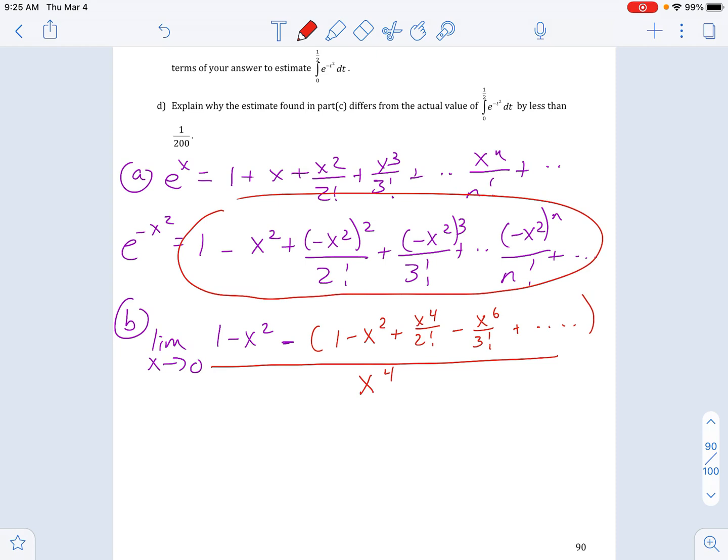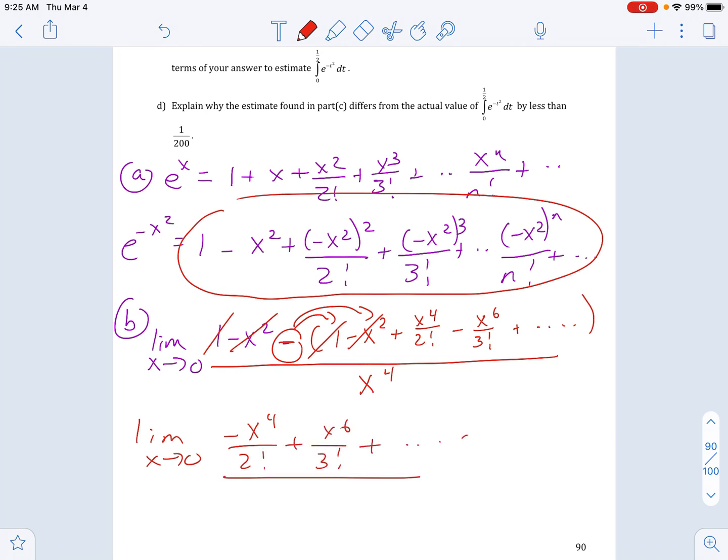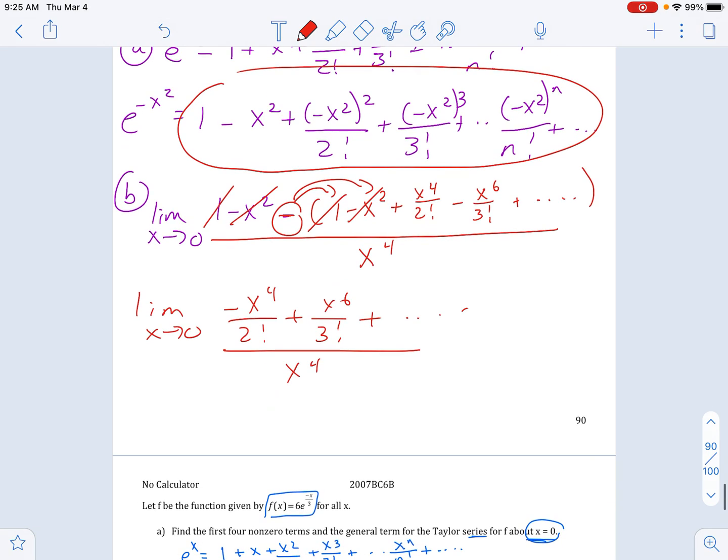But let's clean this up a little. You'll notice a lot of things happen. This negative sign, right, has to get distributed everywhere. So the 1s will drop out. The minus x squared and the plus x squared will drop out. So really what you have is this now. This negative, if it gets distributed, you have this. And obviously there's more terms, but I'm just going to write the first couple and you'll see something happens.